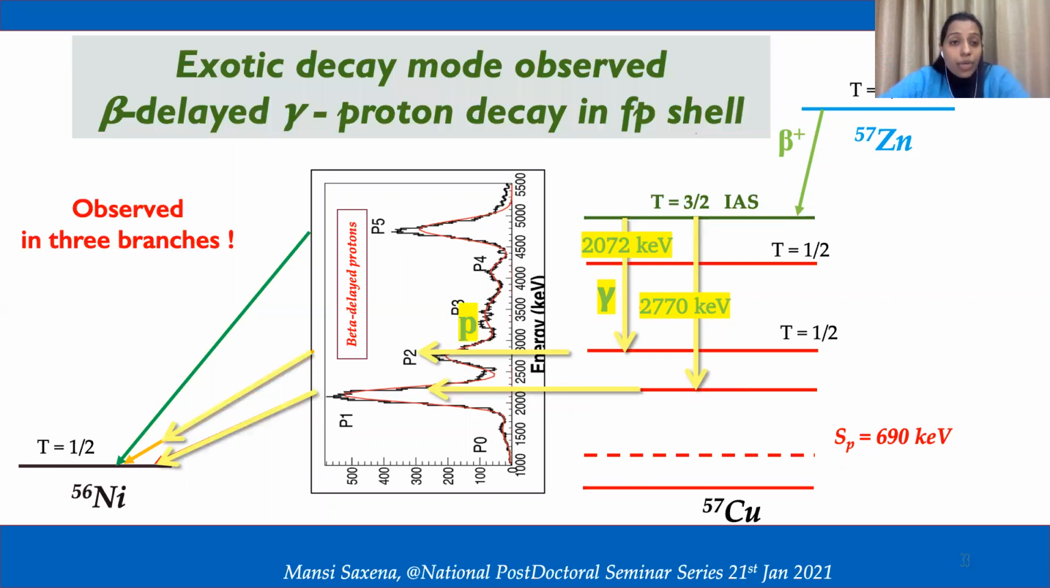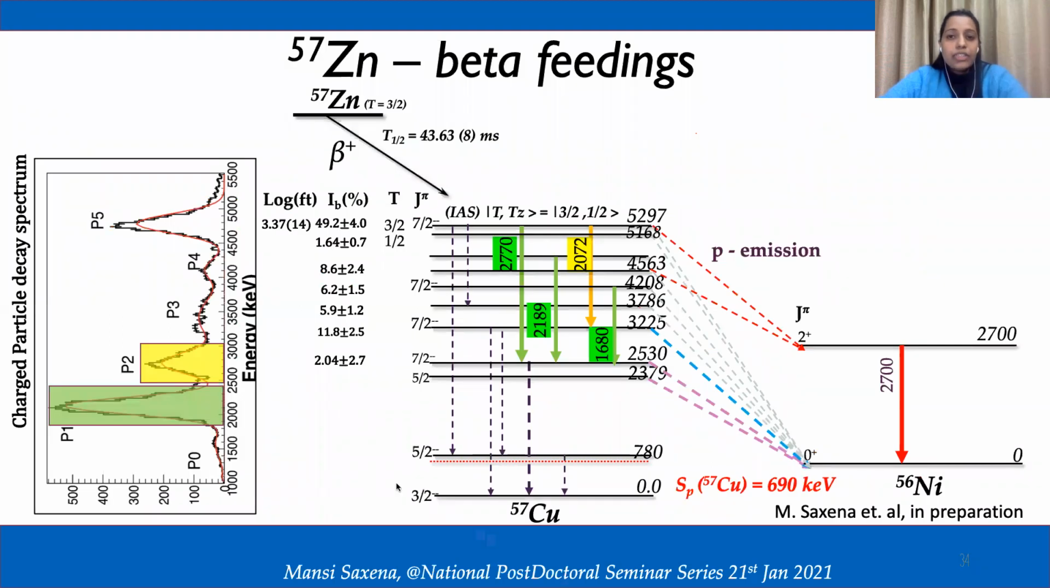So what we have observed here is a more exotic decay branch, which we call beta-delayed gamma proton decay in the fp-shell nuclei. We could observe this for 3 different branches. Now, this is the complete decay scheme for zinc-57, which we have obtained.